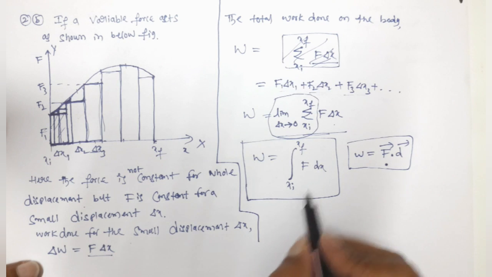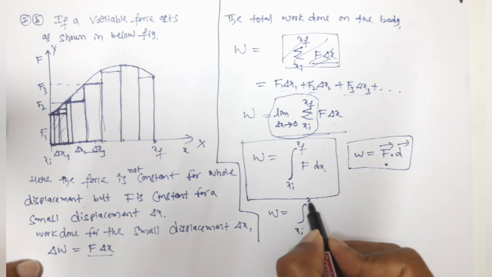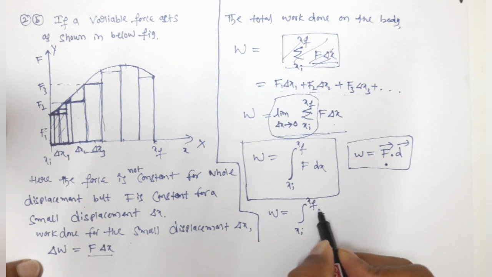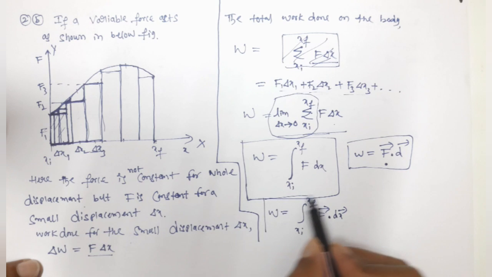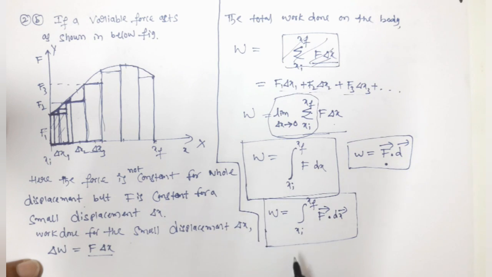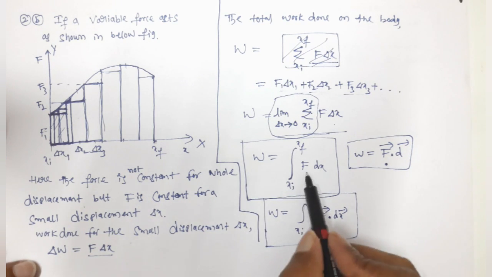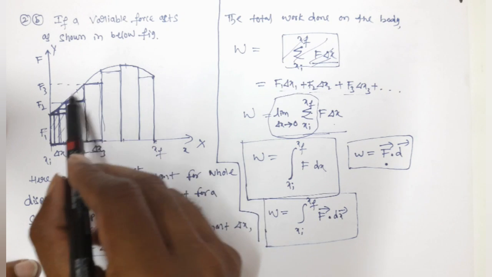Yes, this equation can also be written in vector notation like this: integral xi to xf of f bar dot dx bar. We can also write it in vector notation like this. So integral f dx means we are finding the whole area under the curve.